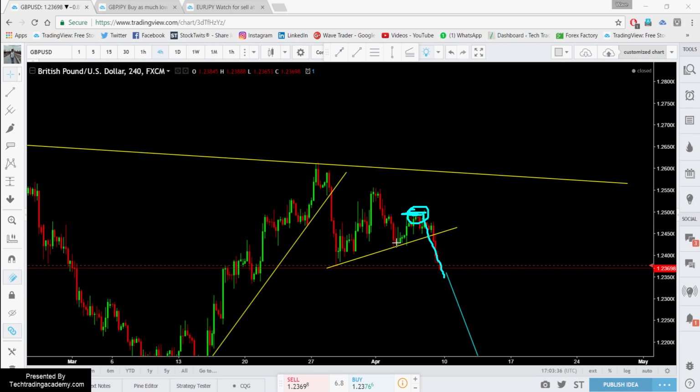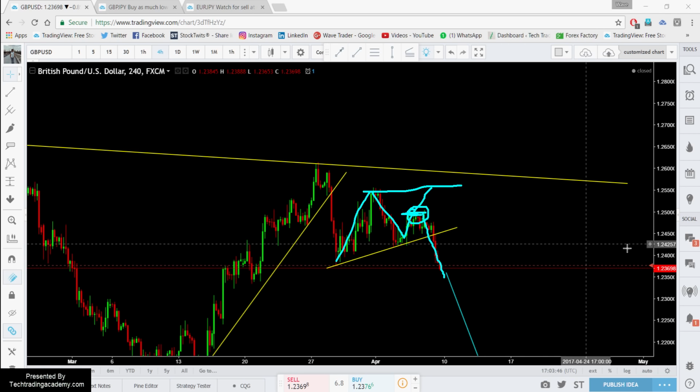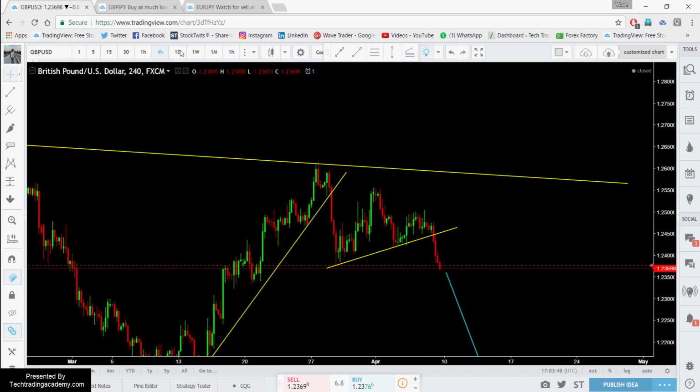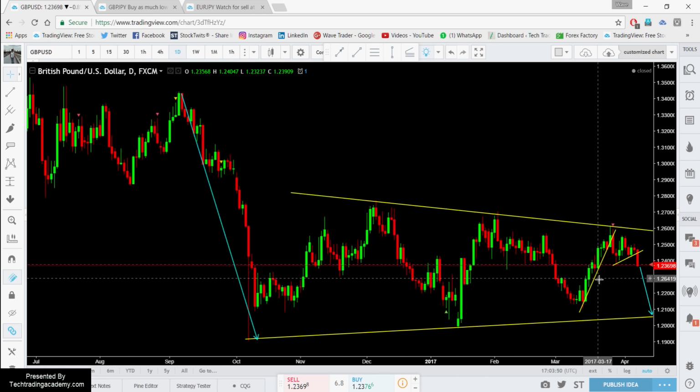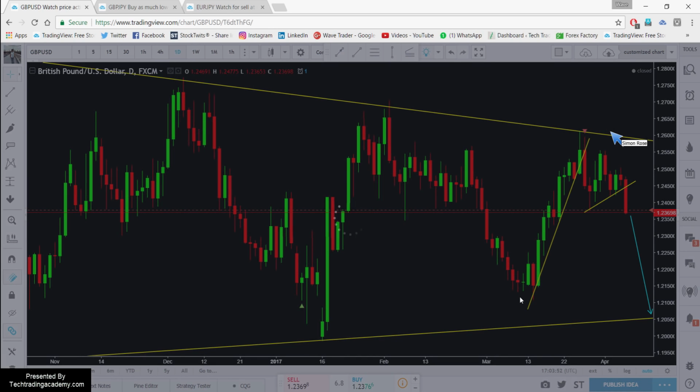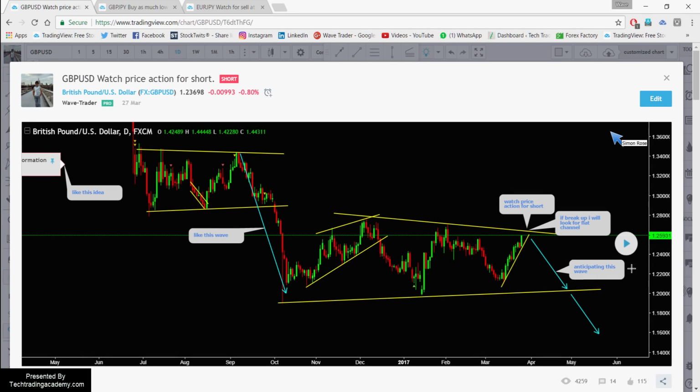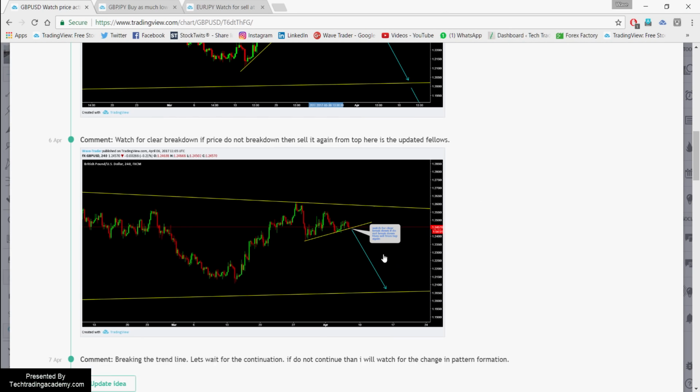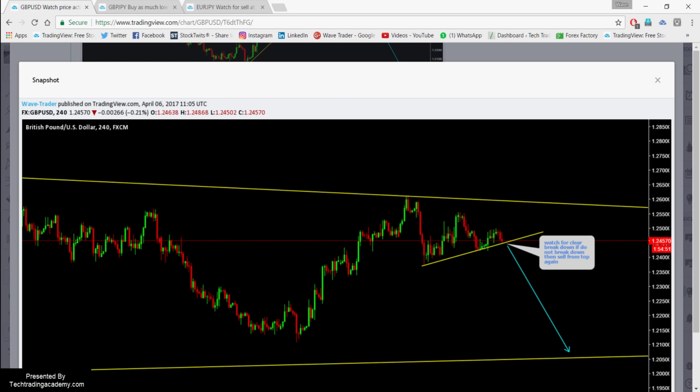It can break down. It is not going to form the triangle which we were anticipating. It is going to break down. That is the reason I updated my chart. And guys, pay attention over there, it can break down. So you guys can see that chart.